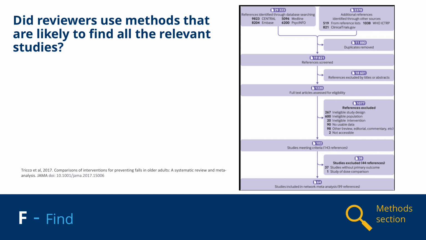At a minimum, we would expect reviewers to search more than one database, search those databases appropriately, and implement at least one other method of identifying published studies. If we do not feel the effort to find studies was sufficient, for example, if a review only searched one database, we would answer no to this FAITH checklist item.